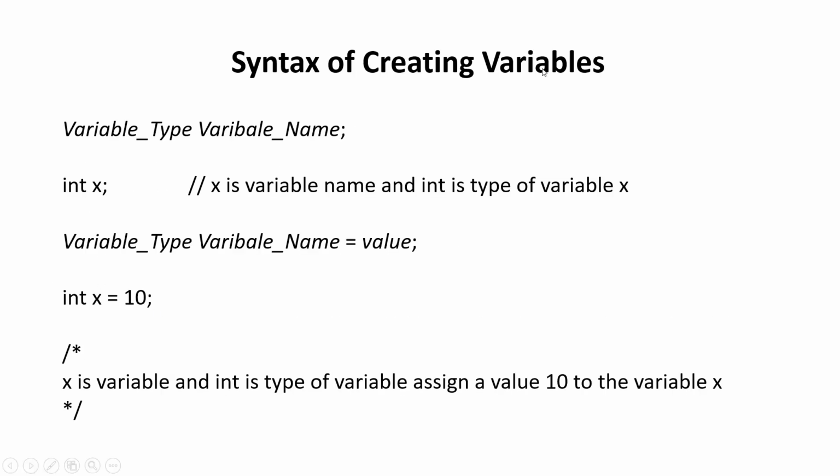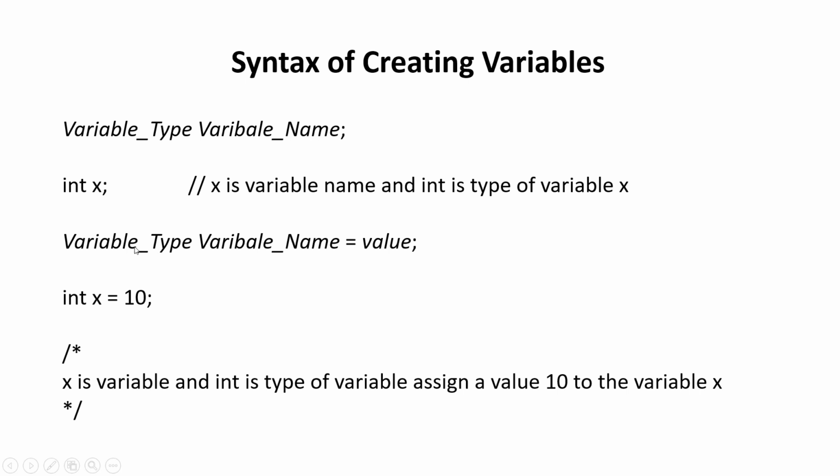Syntax of creating variables. When you are creating variables, you have to define the type of variable you are creating, and that is called the variable type. And second, the variable name and a semicolon. These are the must-have steps to create a variable. You have to give the type and name, as in int x;. Int is the data type of the variable and x is the name of the variable. We have created a variable named x, but we have not given it a value.